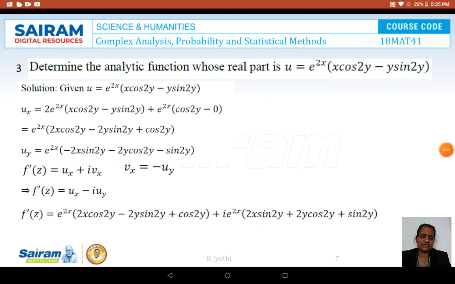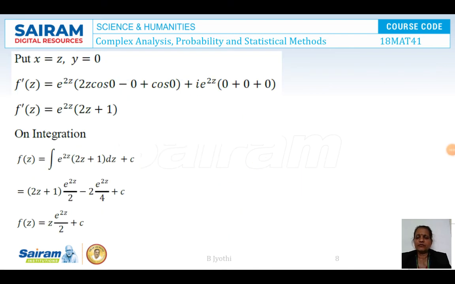Then only this part will be remaining. Let us see what happens. When we put x equal to z and y equal to 0, we get e power 2z into 2z plus 1. Again, applying integration by parts, 2z plus 1 into e power 2z by 2, since the integral of e power 2z is e power 2z by 2, minus e power 2z by 2 is already there. Once again, if I integrate, it will be by 4, and the derivative of 2z plus 1 will be 2, that's why 2 is multiplied, plus the constant of integration.